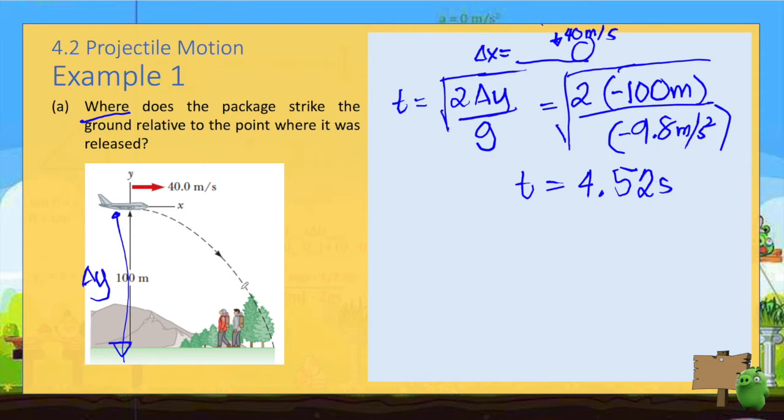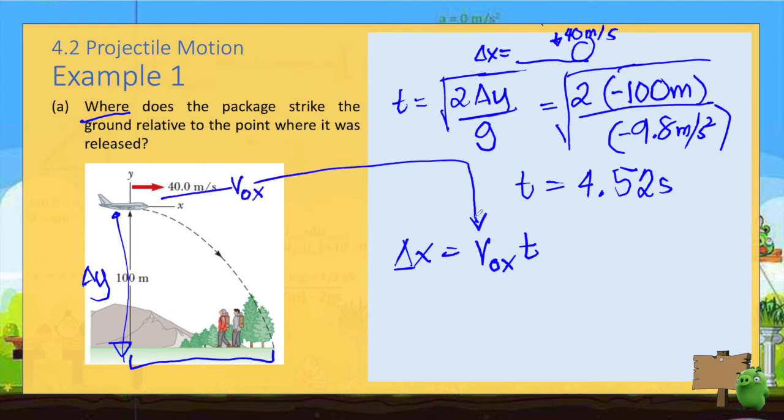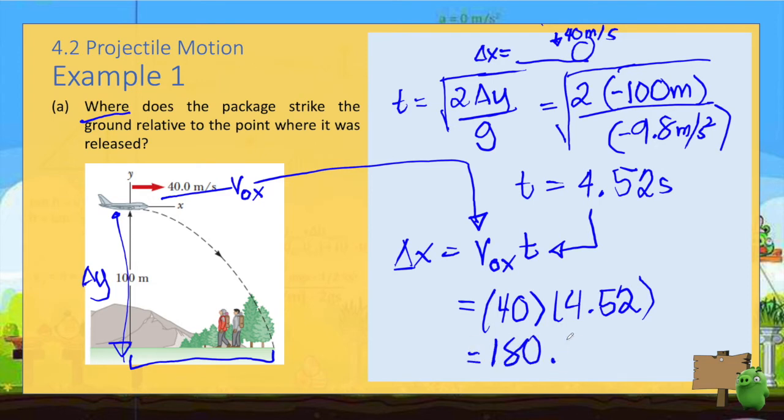But we are looking for the range, this one. As you remember, the formula for that is the change in x is equal to the velocity along the x-axis times the time. This is already given, this is the initial velocity along x. And we already have now the time. So, if I multiply that, I will have 180.70 meters, and that is the answer.